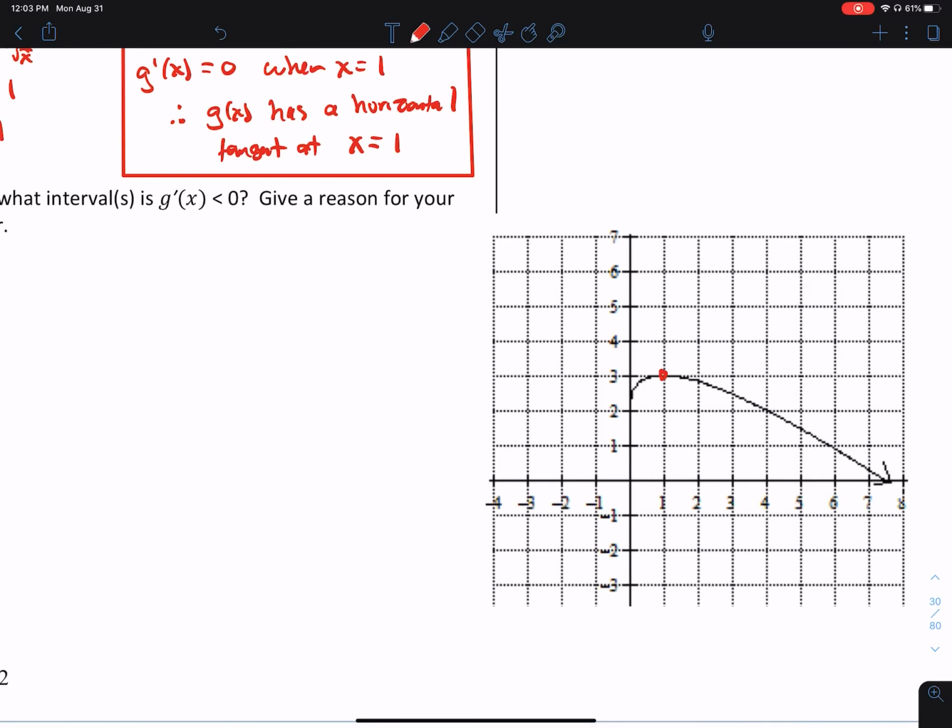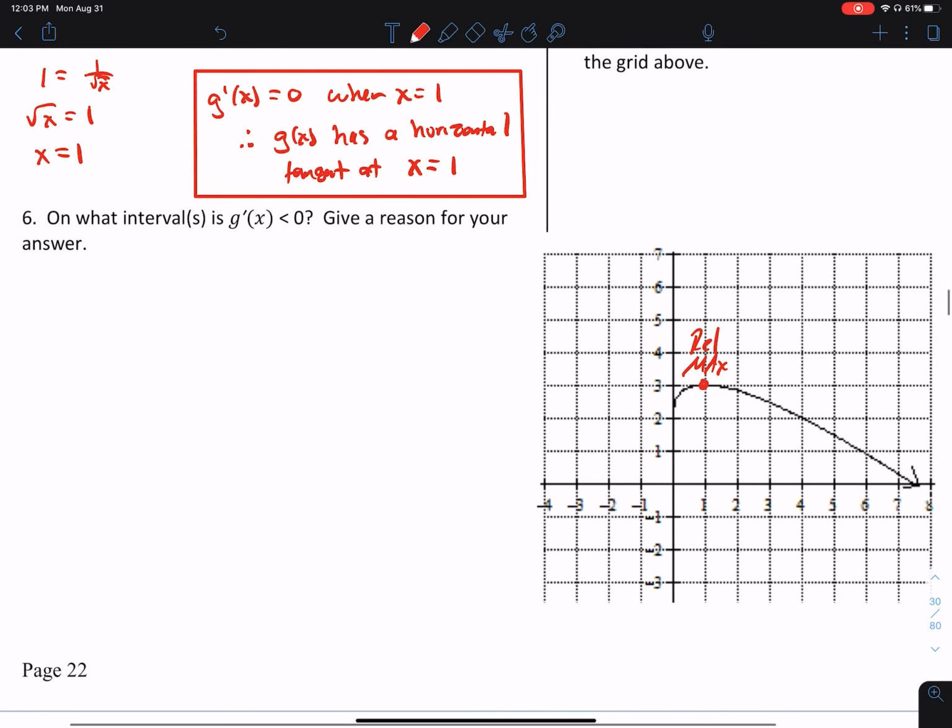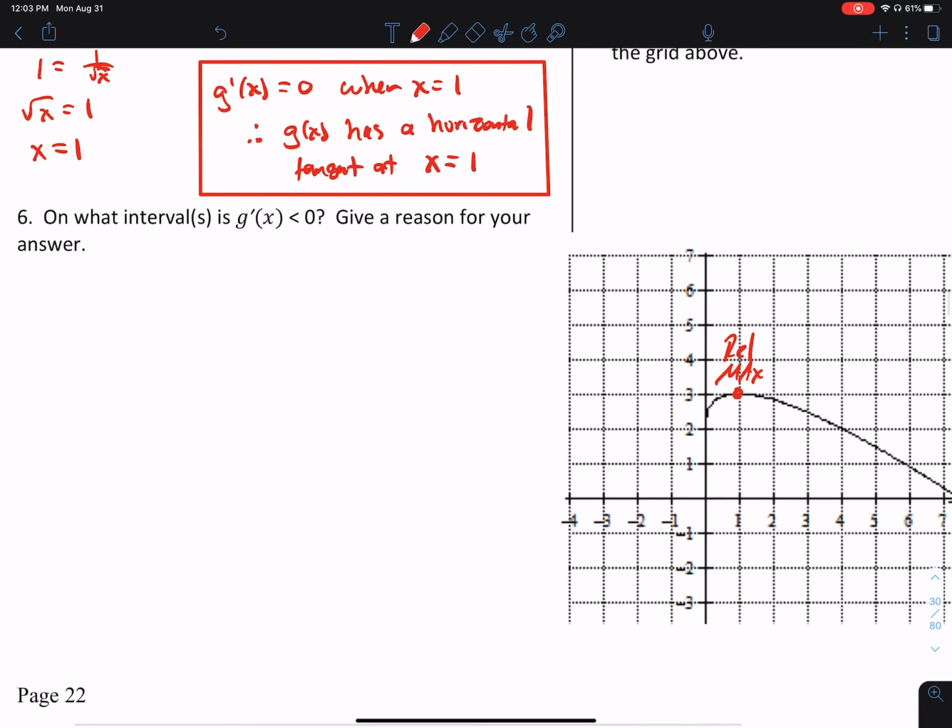If it's true that this is a maximum here, a relative maximum, then to the right of it, it's going to be decreasing. So there are two things to do: on what interval, and give a reason. I'm giving the reason first. You don't have to, I'm going to. G of x is decreasing.